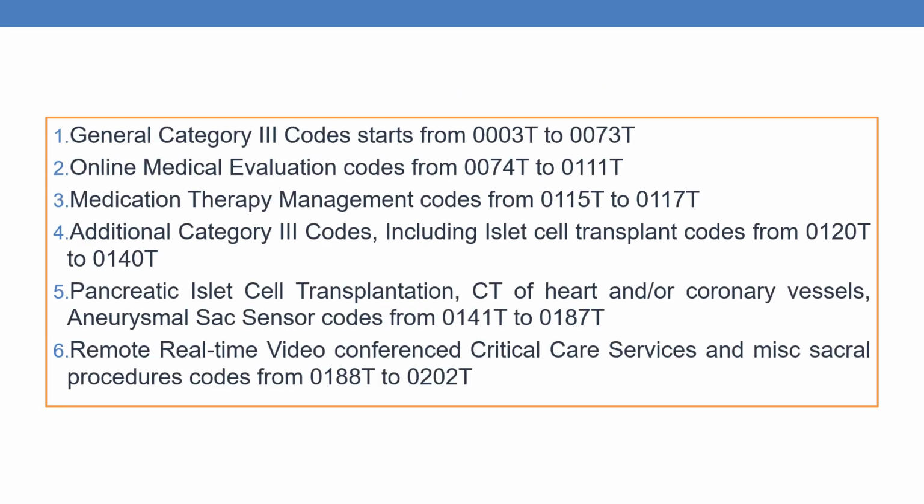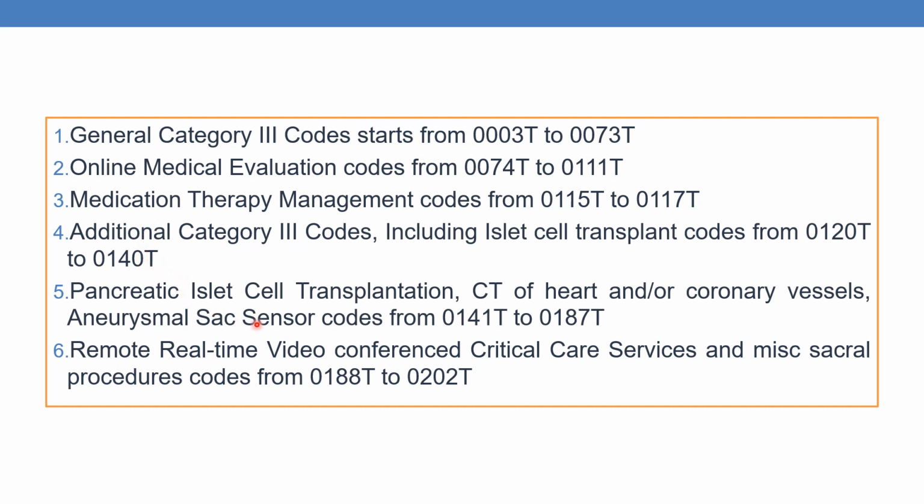Here is the example for various sets of category 3 codes. General category 3 codes start from 0003T to 0073T. Online medical evaluation codes start from 0074T to 0111T. Medication therapy management codes start from 0115T to 0117T. Additional category 3 codes, including the isolated cell transplant codes, are from 0120T to 0140T. In all the codes you can see the fifth character is T. So whenever the fifth character is T, you have to by default assume it as a category 3 code.